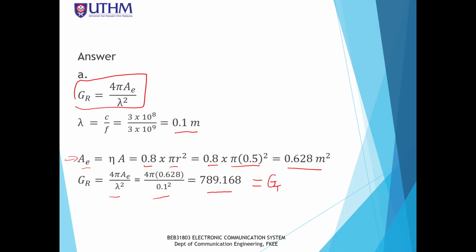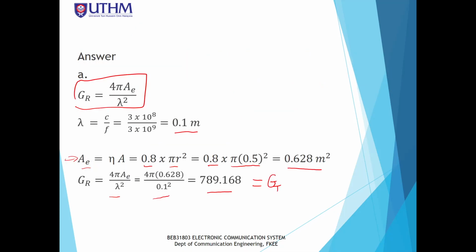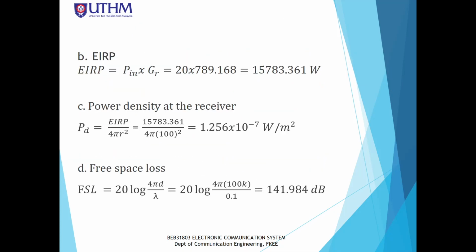And then what? The next question asks about EIRP. EIRP adalah bersamaan dengan P input multiplied with GT. Okay, dalam sini dia buat GR. Sepatutnya kalau darabkan dengan GT. Kenapa dia letak GR? Kerana GR sama dengan GT. So, kalau ikutkan yang sebenar, dia darabkan dengan GT. Ha, ini kebetulan kalau sama. Kalau tak sama, GT dengan GR, you kena guna GT lah.